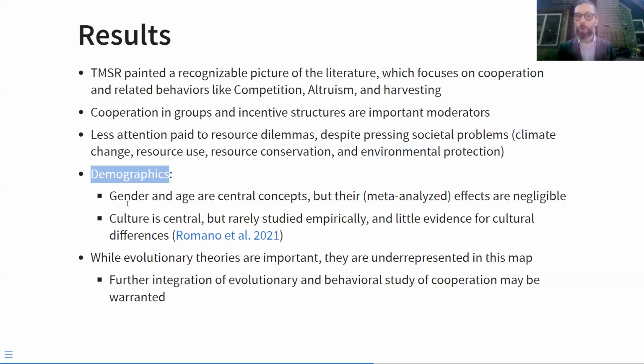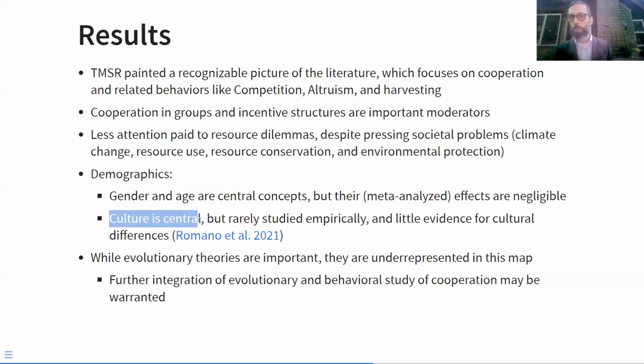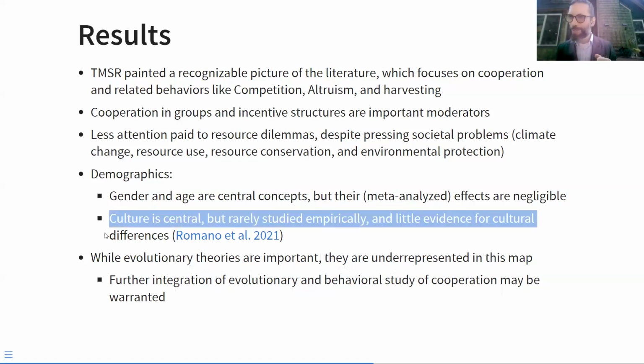We also saw that demographics were important, specifically gender and age. But interestingly, meta-analyses on the effect of gender and age show that their effects are negligible. So this might be a human bias to focus on differences between people, but they're actually not empirically important. The same goes for culture. There's a lot of discussion about the role of culture in cooperation, but we've done a previous study investigating exactly that question with meta-analysis and found little evidence for cultural differences in cooperation. So again, this might reflect a bias in our interests, but not a true substantial effect.